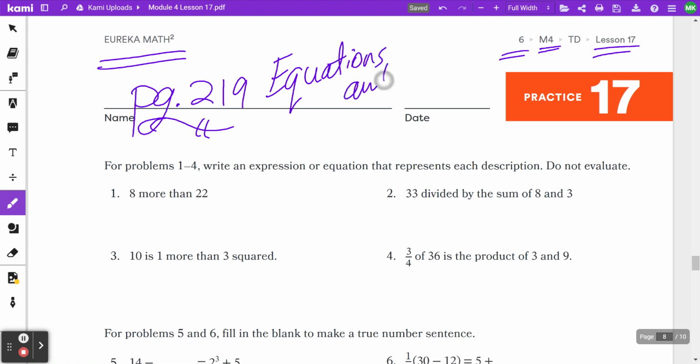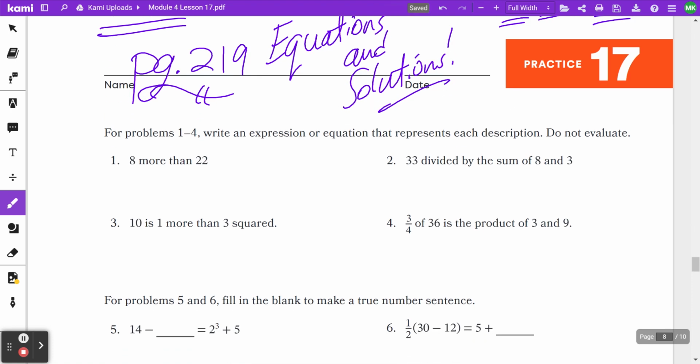Equations and solutions. Getting to the good stuff, okay? Basically, what we're looking for here is a value, a value, or perhaps more than one, that makes an equation true.